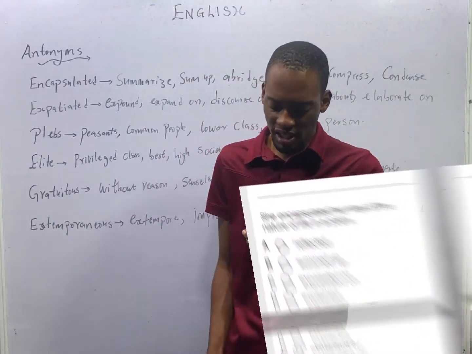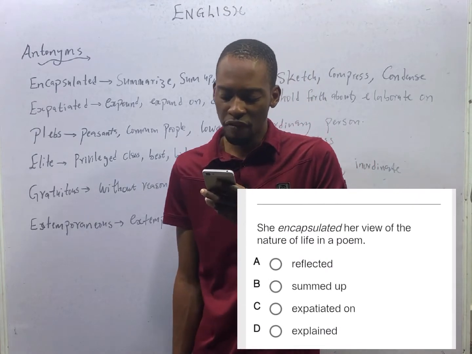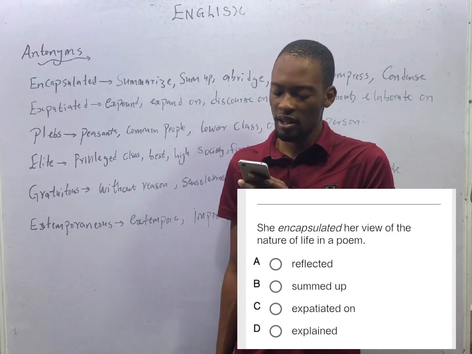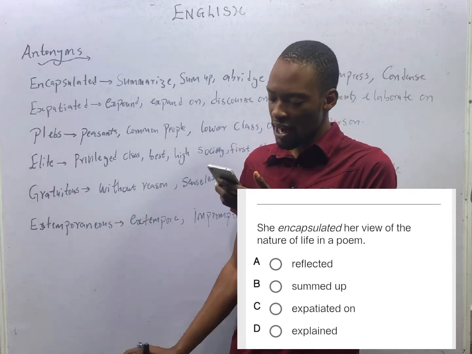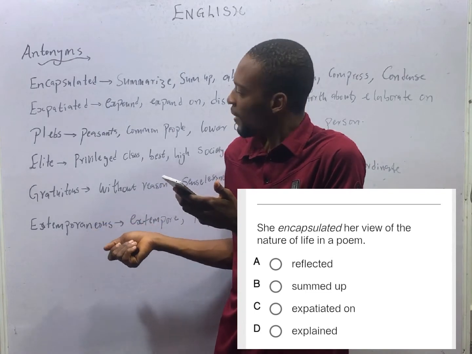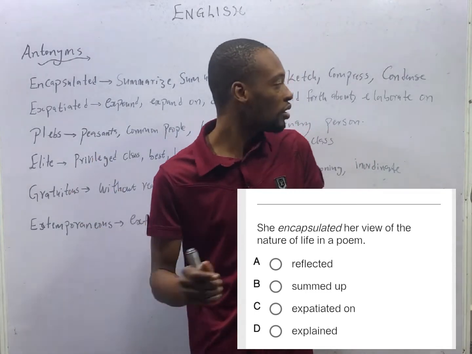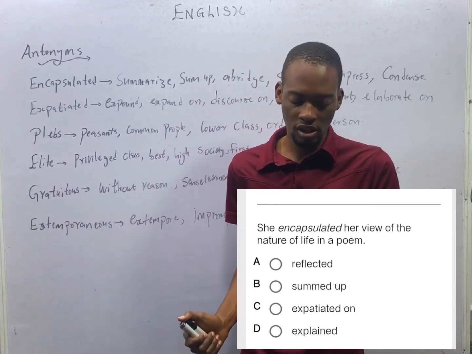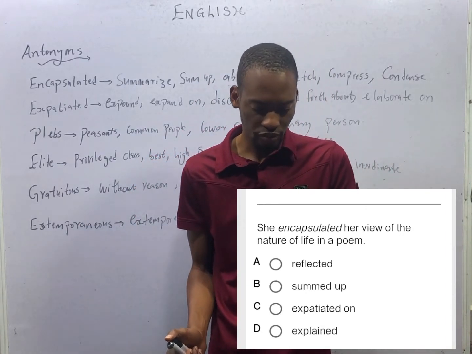The first question here says, she encapsulated her view of the nature of life in a poem. Encapsulated means to summarize, to compress, which means the opposite would be to expatiate, which means to expand or to elaborate on something. That makes option C the correct option.